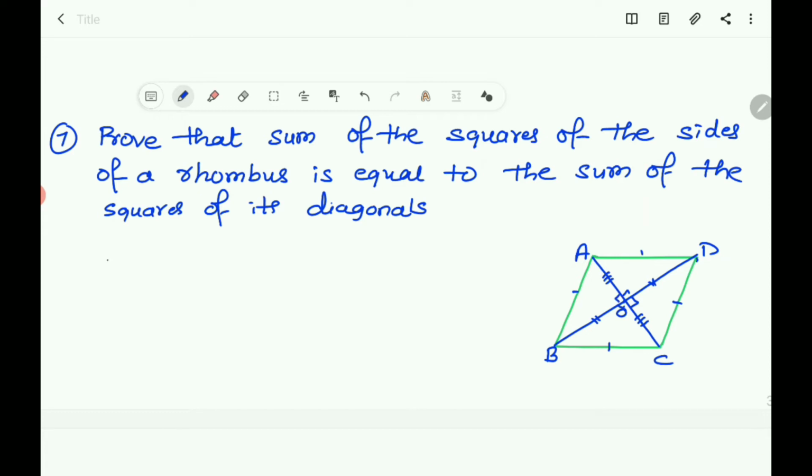So you take the solution here. What is given here? ABCD is a rhombus.